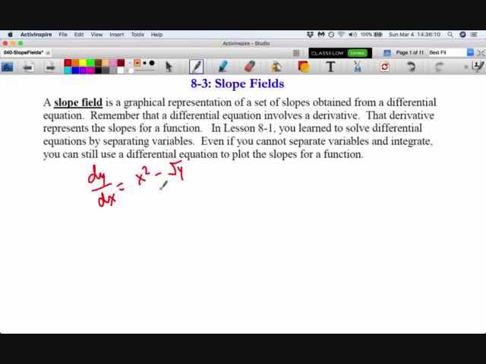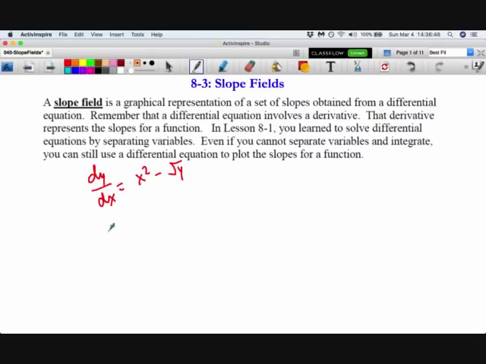Now, this is a complicated differential equation, and you wouldn't have seen this on your homework from lesson 8-1 or 8-2 because this is not separable. But even though it's not separable, we can find a way to make a representation of the set of slopes. We're basically just going to graph a bunch of little lines. That's why if you look a little bit ahead, you'll see a bunch of, I think someone was calling it connect the dots.